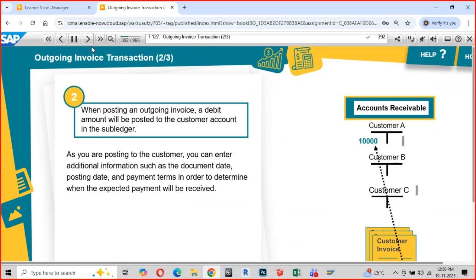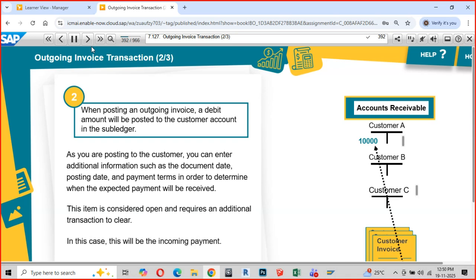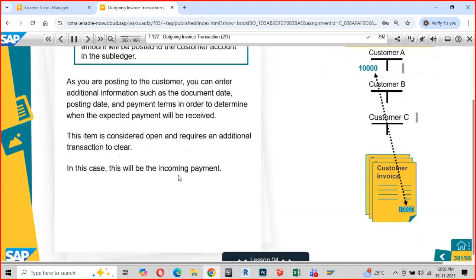What is the posting key for vendors? 31. What is the posting key for customers? You saw 01. Okay. In this case, it will be the incoming payment F-28.